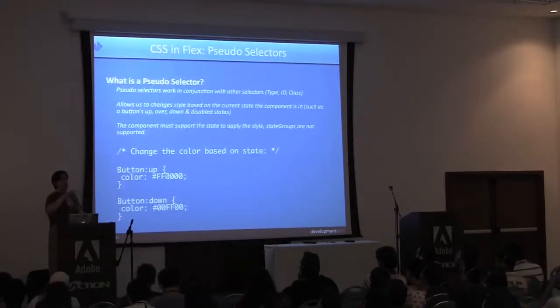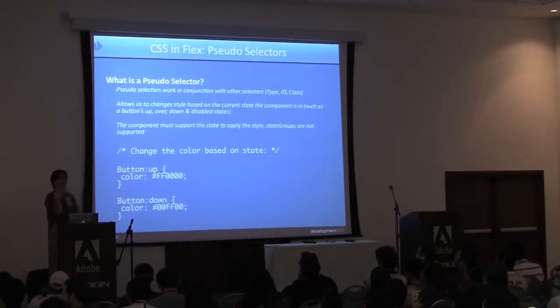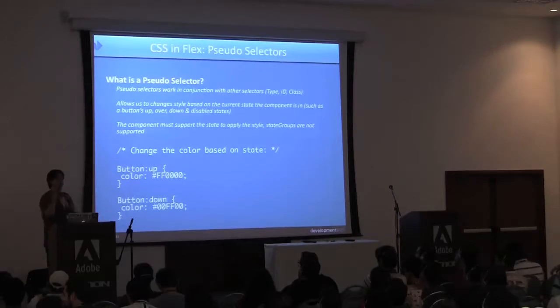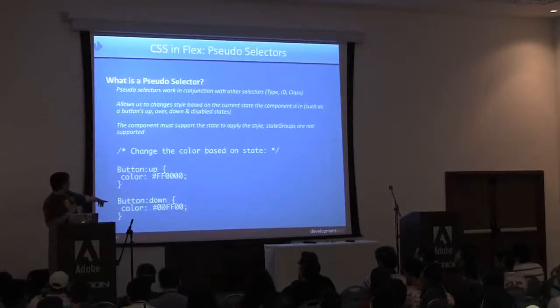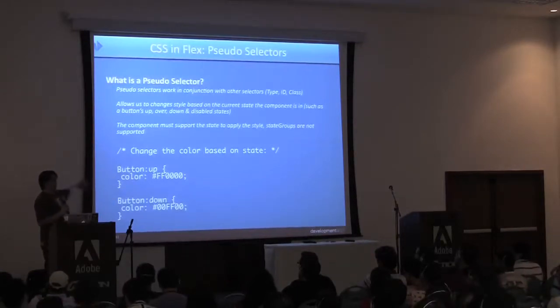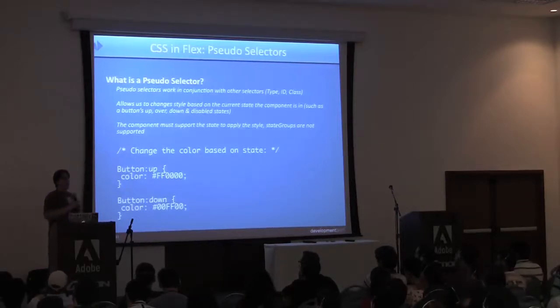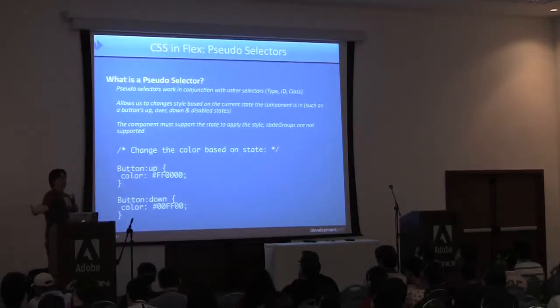As the user interacts with the button, when the mouse moves over it, the button will enter the over state. We want to make it look different when the user rolls over it. We want to make it look different when the user clicks down. So now by using this syntax, we can say on the button up, our color is red, but when the user clicks down, the color becomes green. You can imagine we can do a lot of definition and control of our components using these new pseudo selectors, because now we can explicitly say, hey, when you change from state A to state B, I want you to change these styles. I want you to look different. This gives us a lot more flexibility and a lot more power.